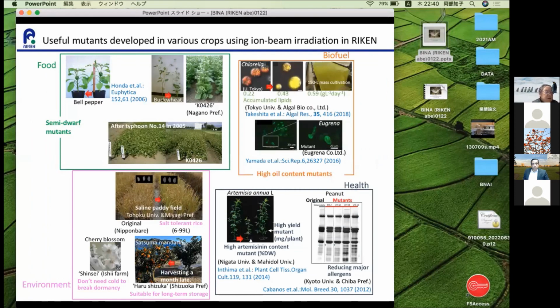The users in Japan, who promote ion beam breeding, consist of more than 200 parties. There are many mutant lines that are expected to contribute to solving global food and environmental problems. A semi-dwarf mutant was isolated in buckwheat. This mutant did not fall even in the strong wind of a typhoon. High oil content mutants were isolated in chlorella and euglena.